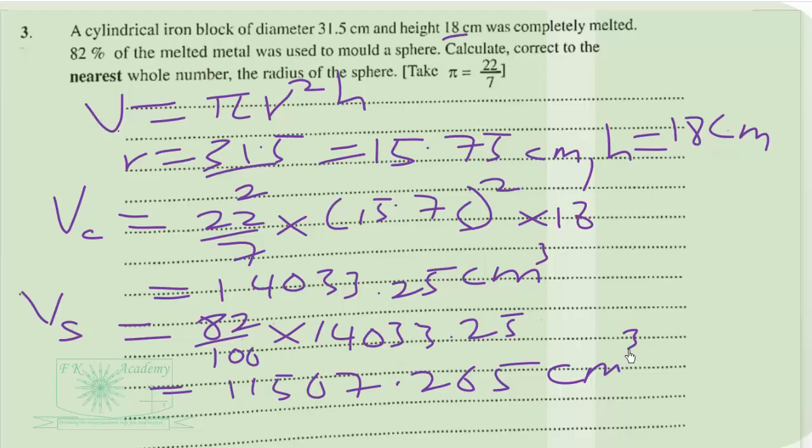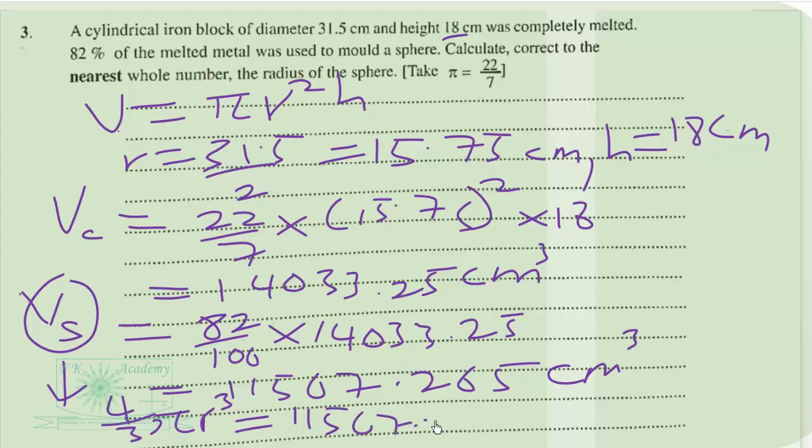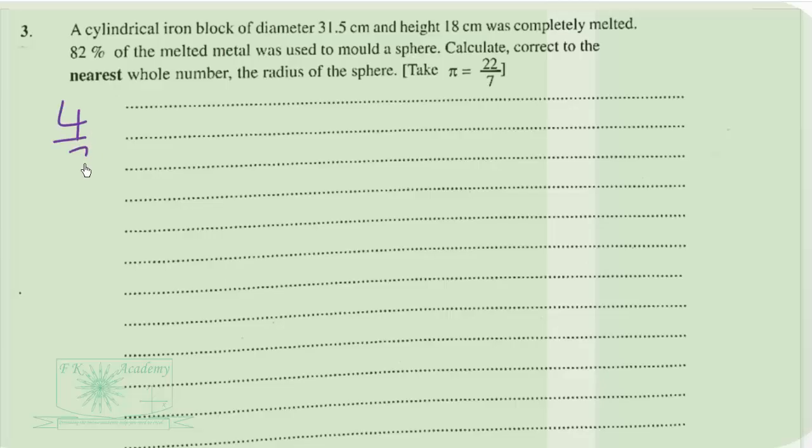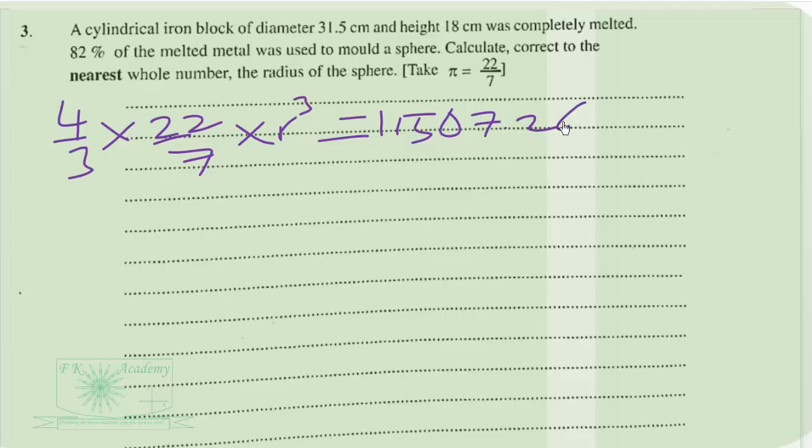And we know that the formula for finding the volume of a sphere is given by 4 over 3 pi r cube. So 4 over 3 pi r cube is equal to 11507.265. So we have 4 over 3 times 22 over 7 times r cube is equal to 11507.265. So we have to solve for r.